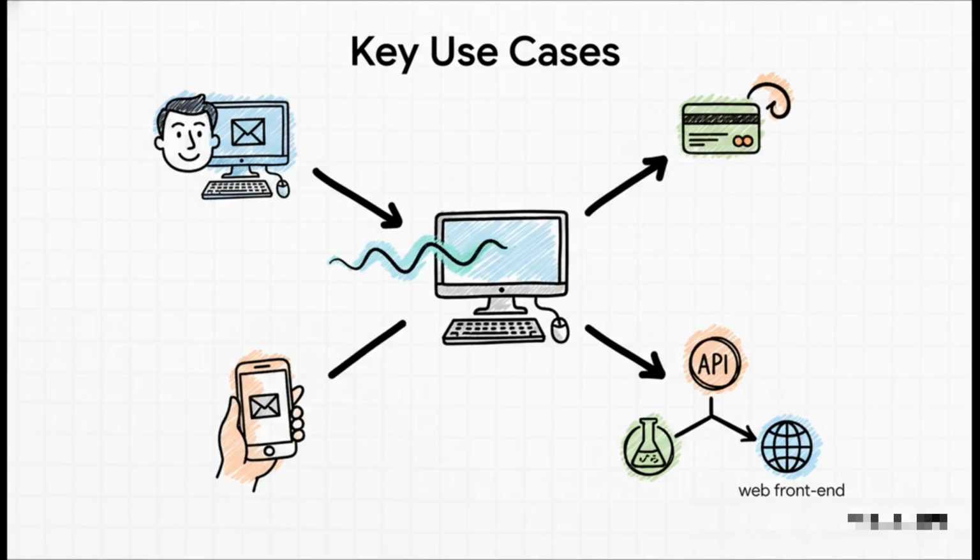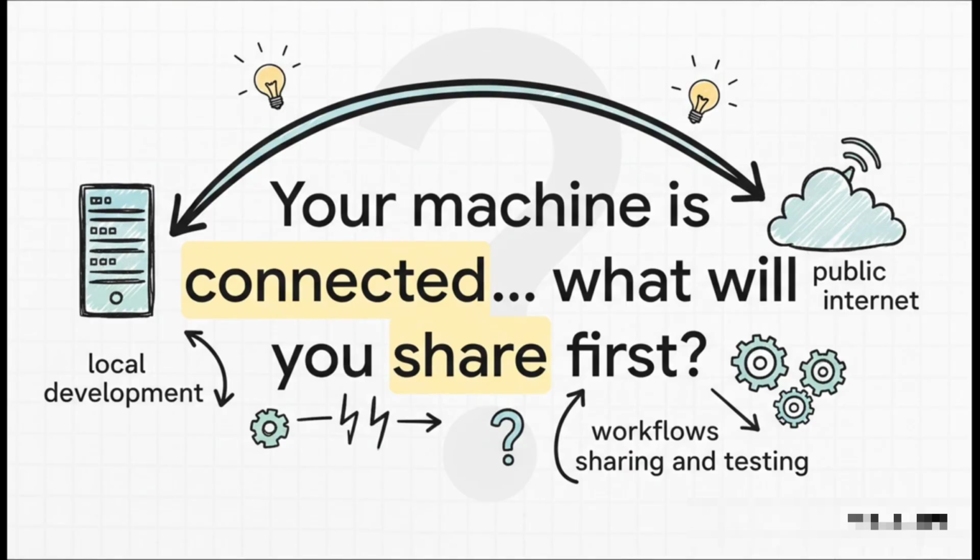It's incredibly powerful. Look, at the end of the day, what this does is tear down that wall between your local development environment and the public internet. It unlocks all these new, faster workflows for sharing, testing, and collaborating. So the only question left is, now that your local machine is officially connected to the world, what's the first thing you're going to share?